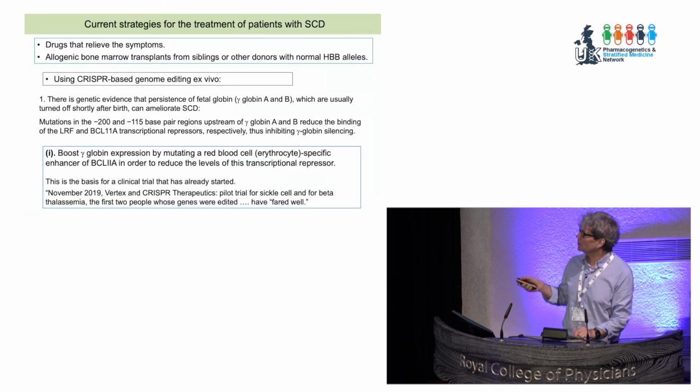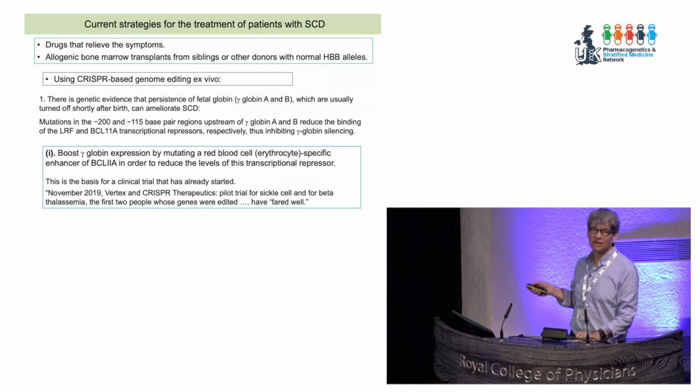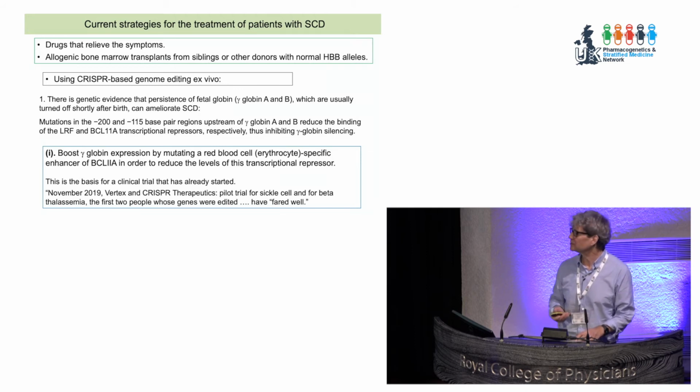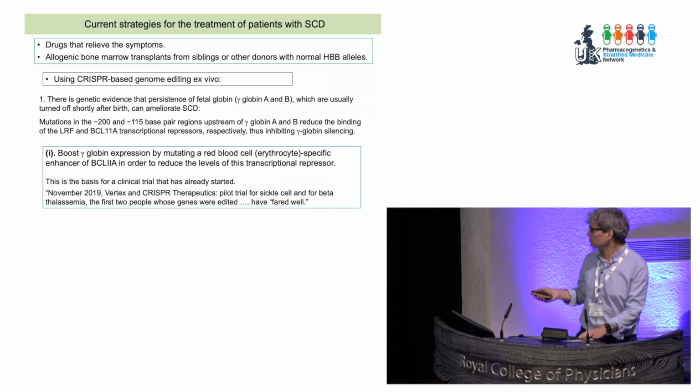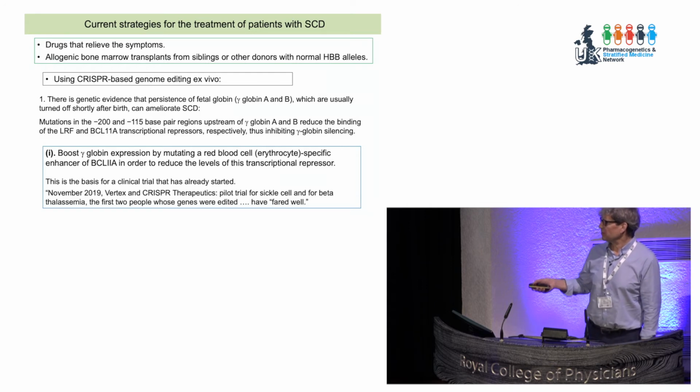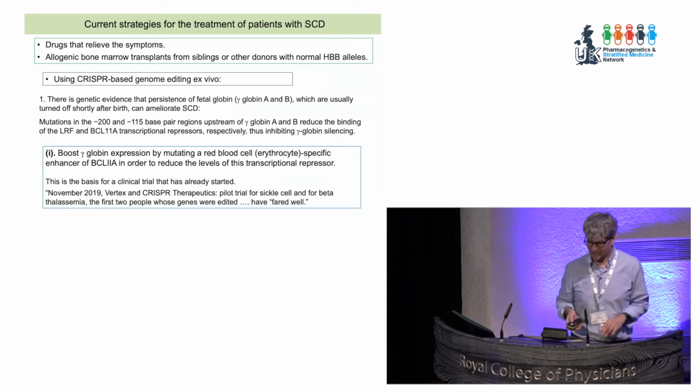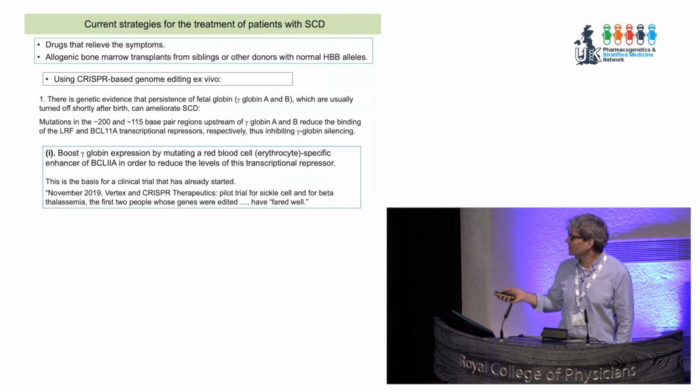So you can use CRISPR to boost gamma globin expression by mutating a specific enhancer of BCL2A, and that will reduce the levels of that transcriptional repressor. This is the basis of a clinical trial that's already started. The first two people whose genes were edited have fared well. I don't know what that means exactly, but that's all I could find out about it.